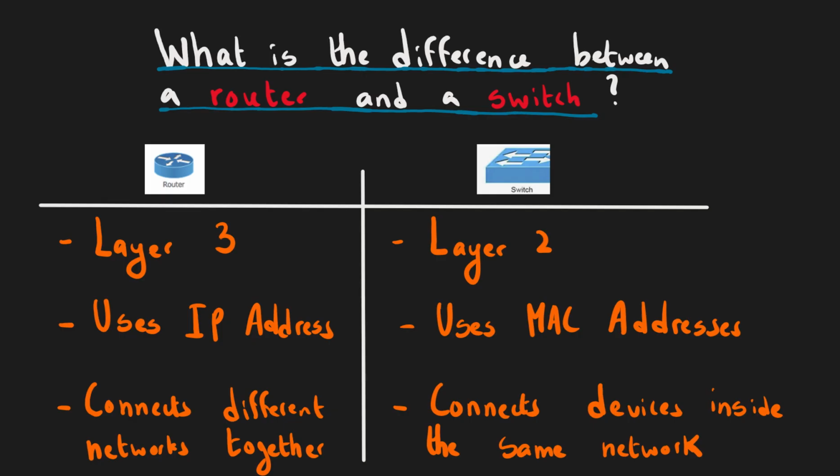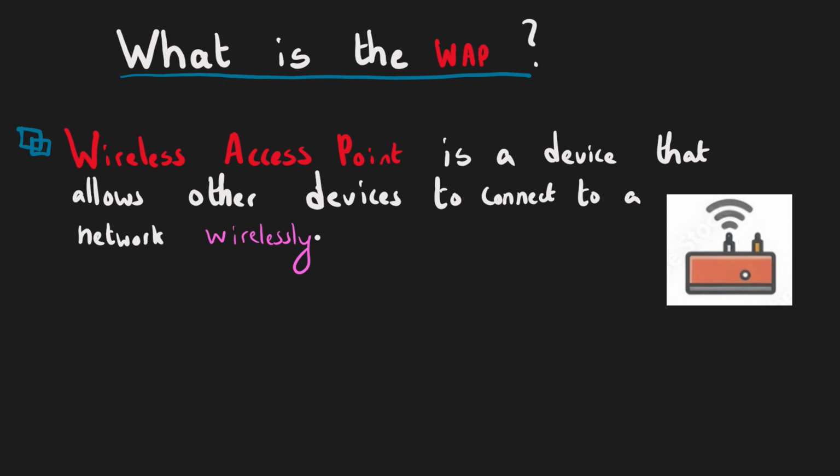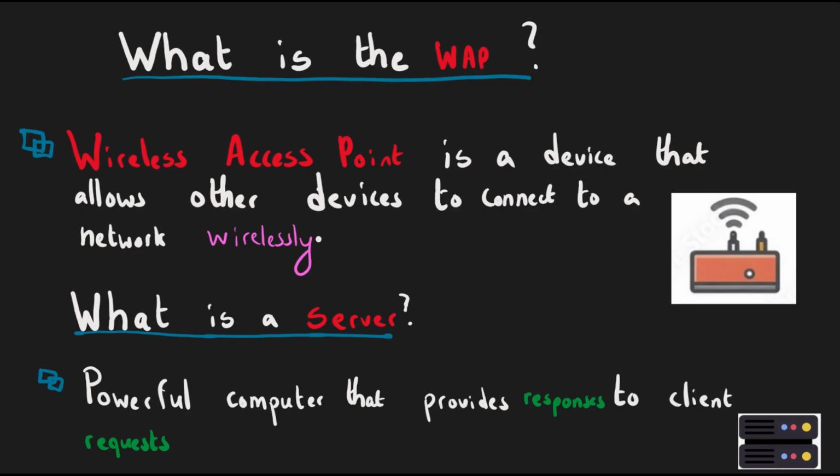Next, the simplest one. What is a WAP? It stands for Wireless Access Point, and it's a device that allows other devices to connect to a network wirelessly. Next, an even simpler one. What is a server? It's literally just a powerful computer that provides responses to a client's requests. And with that, you can describe a server to anyone that's non-technical.